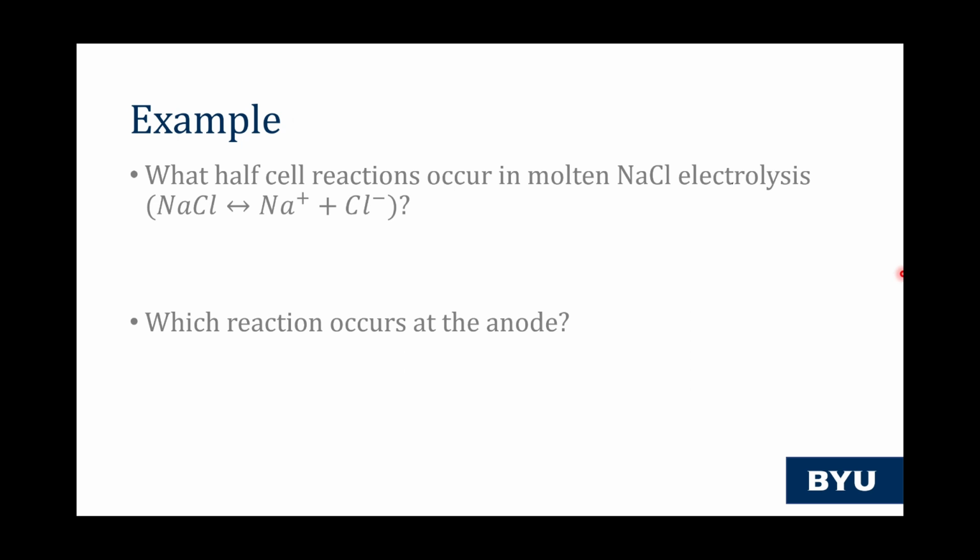Okay, so here's my question for you that I want you to analyze before you go on to the next video. I want you to think about what half-cell reactions would occur in molten sodium chloride electrolysis. And remember that sodium chloride, upon melting, will dissociate into sodium ions and chloride ions. So that's the first question, which half-cell reactions are going to occur. And the second question is, which reaction is going to occur at the anode? So I'll give you a little bit of time. Go ahead and pause the video and work on that. And then in a few seconds, I'll give the correct answers.